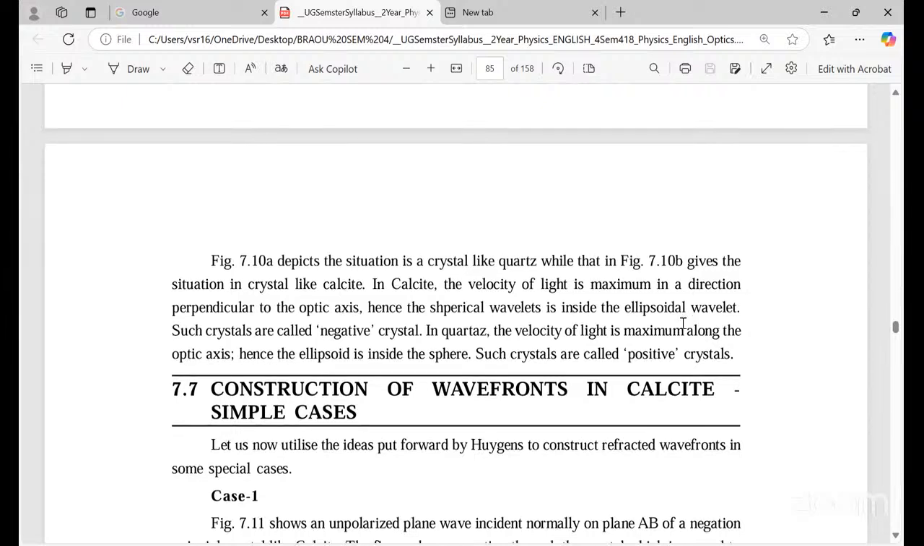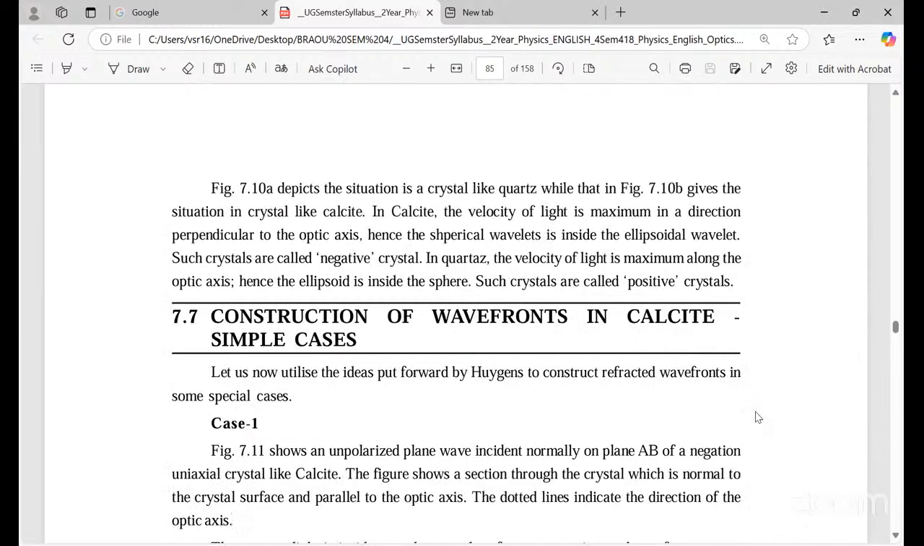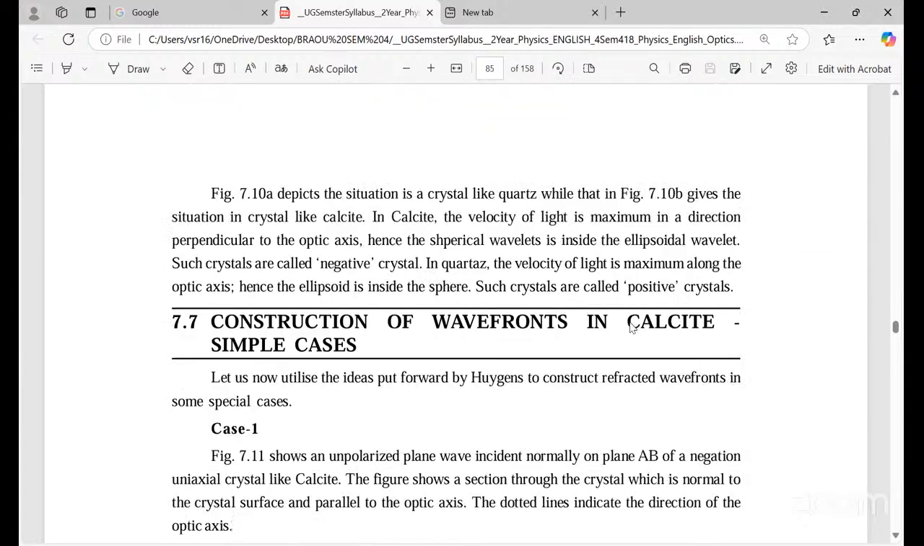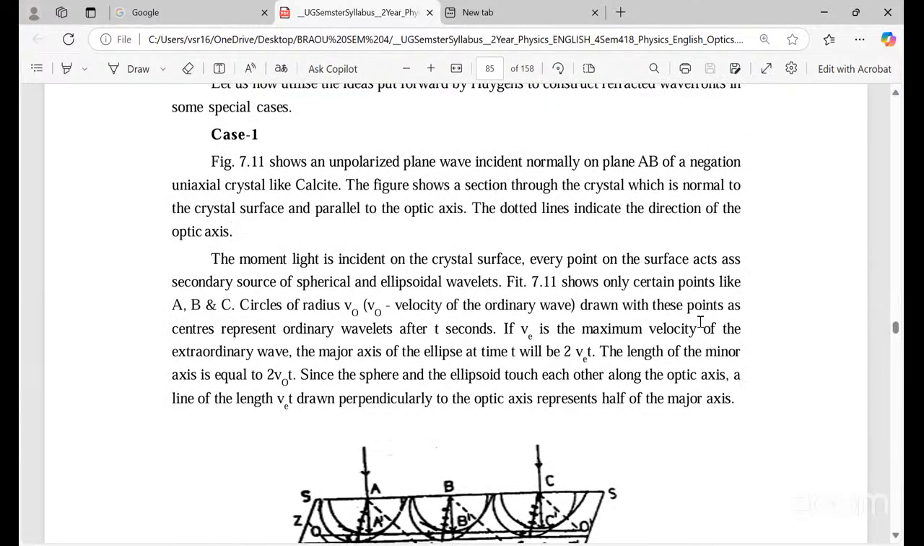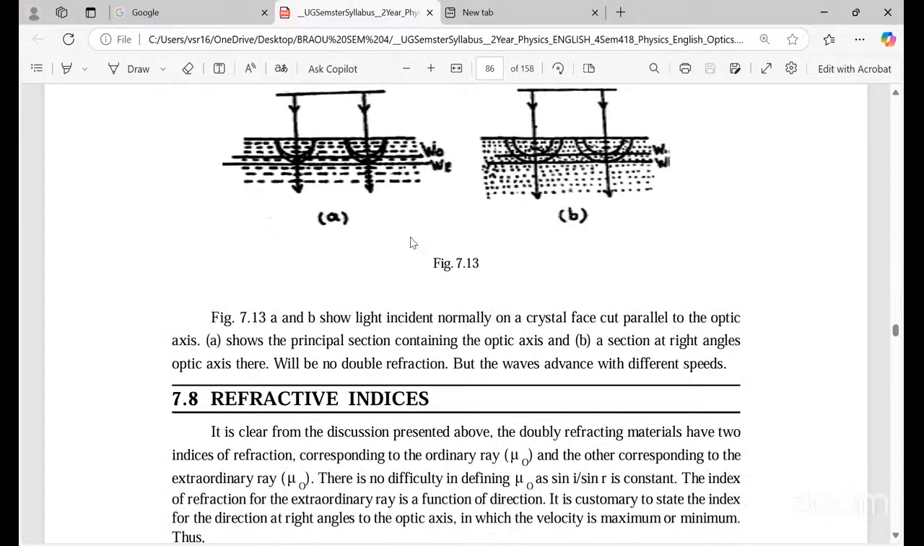Okay. So in calcite crystals, the velocity of light is maximum in the direction perpendicular to the optic axis. Hence, the spherical wavelet is inside an ellipsoid wavelet. Such crystals are called negative crystals. In quartz, the velocity is maximum along the optic axis. So the ellipsoid is inside the sphere. That means this is positive, this is negative. Okay. These are the constructions, how we are going to construct these for calcite crystals based on this.